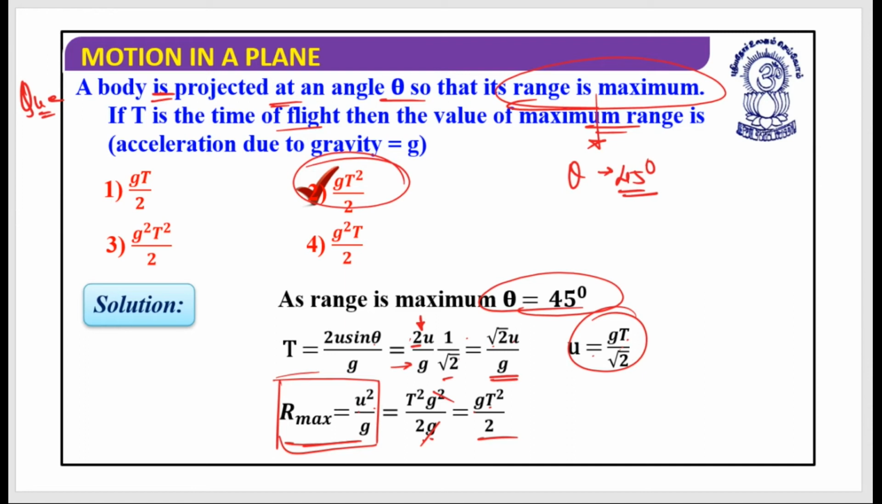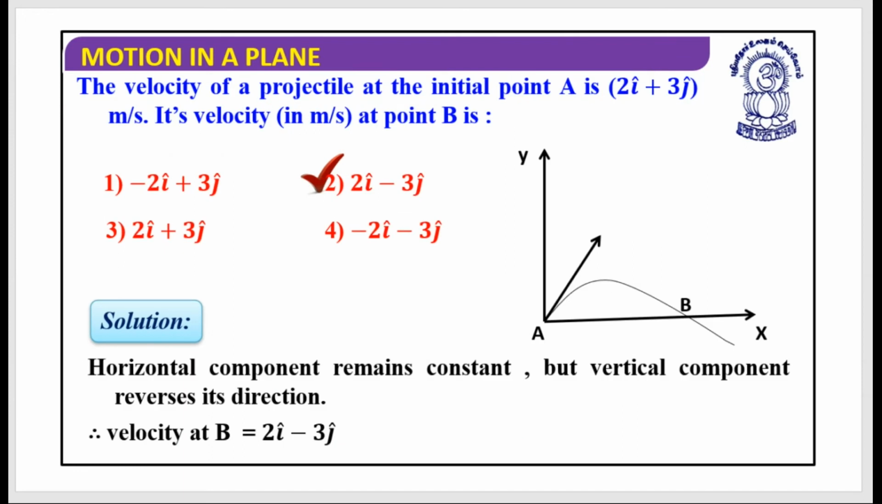Let's have a look at the question. What does it say? It says the velocity of a projectile at the initial point A is 2i plus 3j meter per second. Its velocity at point B is, yes, a 15-second question. So this is point A, where this would be the initial velocity Ux and this would be the initial velocity Uy. Now when it lands here, its velocity will be Vx and here Vy.